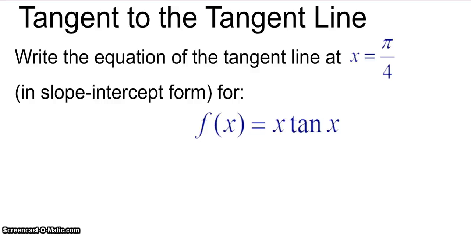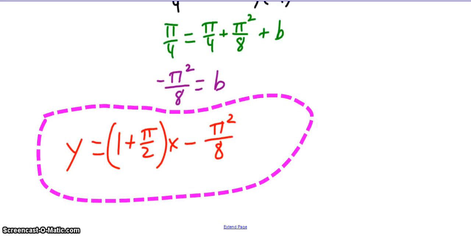So I want you to write the equation of the tangent line at x equals pi/4 of the function f of x equals x times tangent of x. I want you to write it in slope-intercept form. So pause the video, unpause when you're ready to check your work. Okay, so we should end up with y equals the quantity 1 plus pi halves times x minus pi squared over 8.